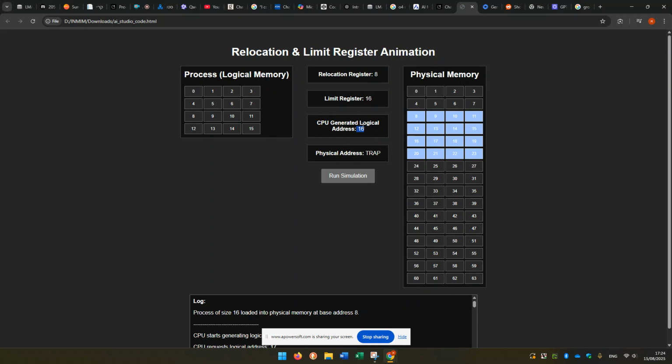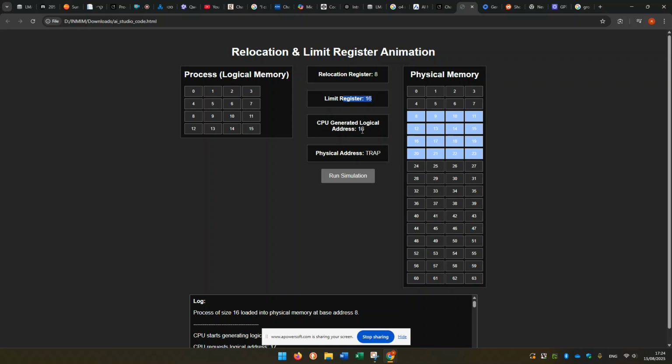So with the base 8, 16 plus 8 is 24. 24 is out of the relocated area in the memory that corresponds to this logical memory. So there is a trap and we don't get there. The limit register helps us understand what the length of the memory is, 16 in this case, that we don't want base plus 16, we don't want to get over it.